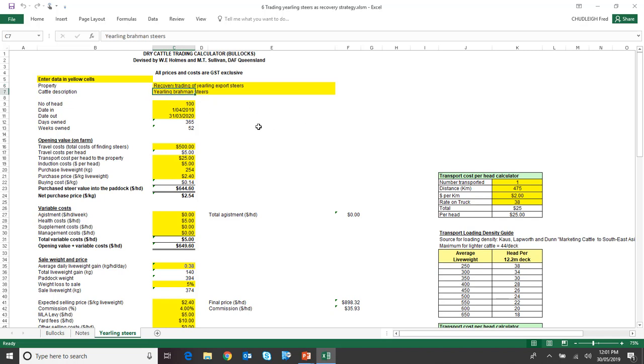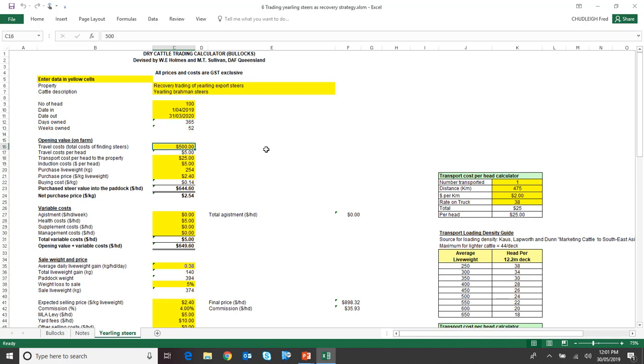So we're going to buy some yearling Brahman steers. We're going to use 100. We could use one as an example because we're going to compare them on the basis of per AE, so we've just nominated 100 of them. We think we're going to go out. It's rained. We're going to buy them early April. We're going to hold them for 12 months, 52 weeks.